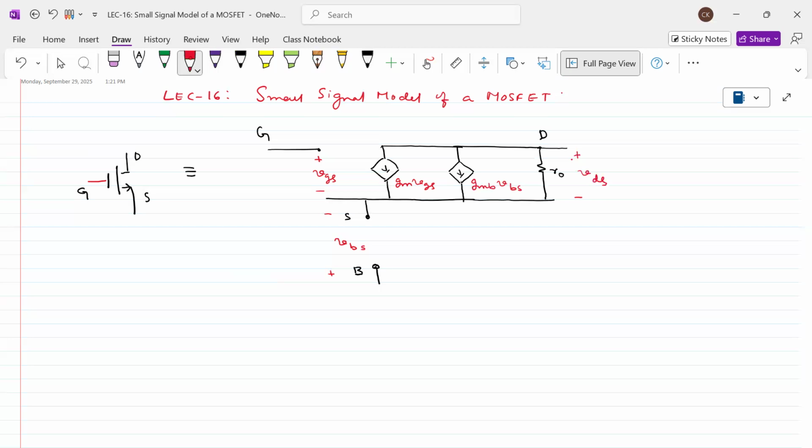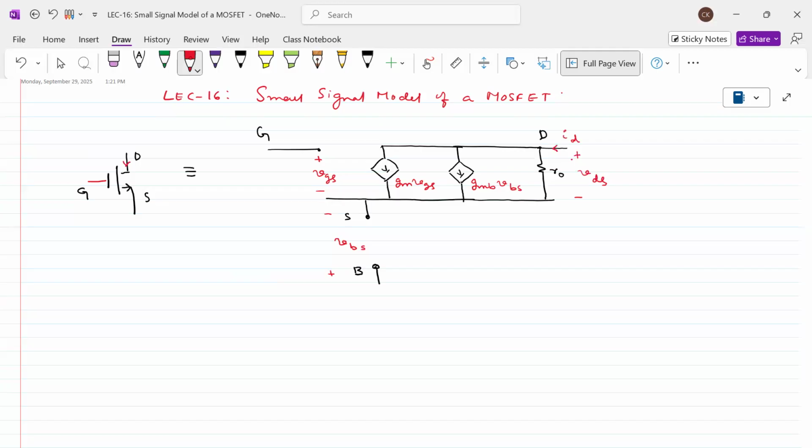Is the point clear to everyone? If the current is flowing here, this is called ID. Therefore, this ID is actually due to the change in VGS, due to the change in VBS, and due to the change in VDS also.